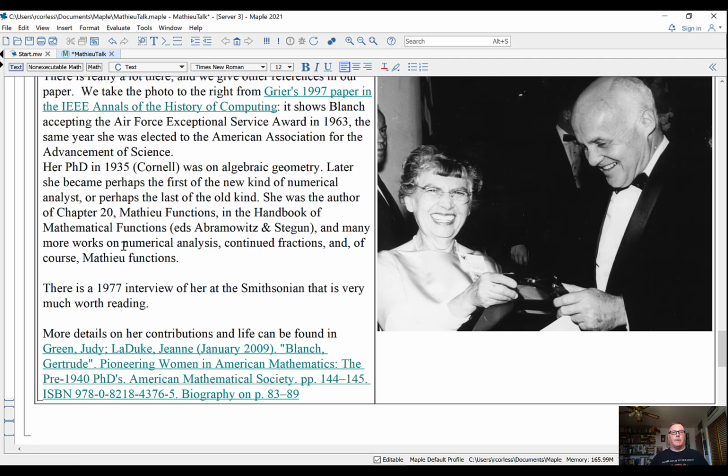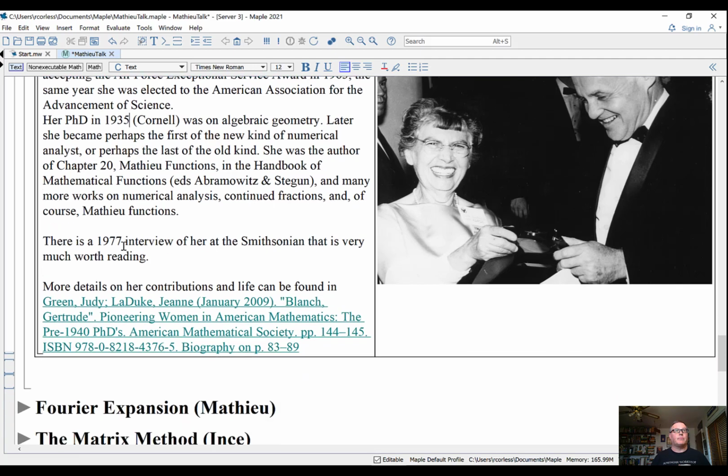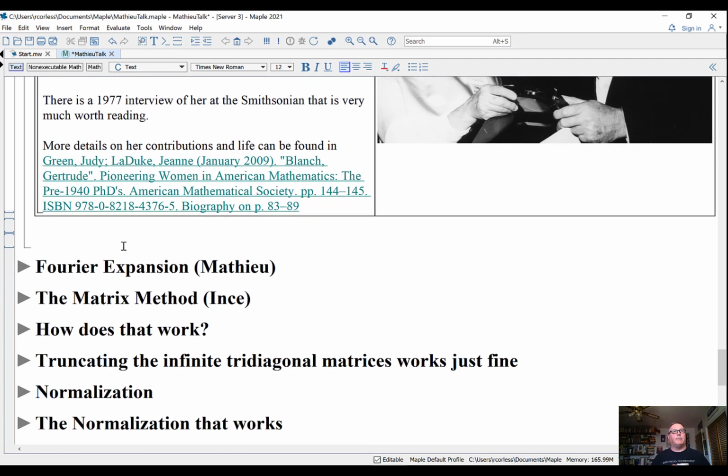For those of you keeping score, she didn't quite make her 99th birthday. She was 1 month shy of being 99 when she died. But she kept working right up until the end, working on Mathieu functions right up until the end. As I say, an extremely interesting biography. We'll see what she did for Mathieu functions, because her approach is the one that I followed. And we'll talk a little bit about exactly that. All right, now on to the mathematics.